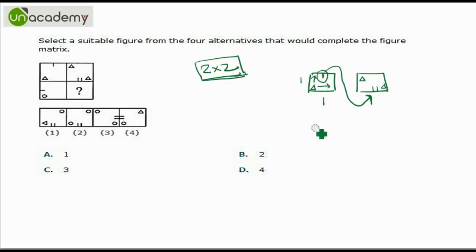And to find the correct answer, let us draw the problem figure row. We have this given figure, so as per the rule we will move this to here and double it, and this circle will move to these directions, so this and this. So the answer figure will be option 3.